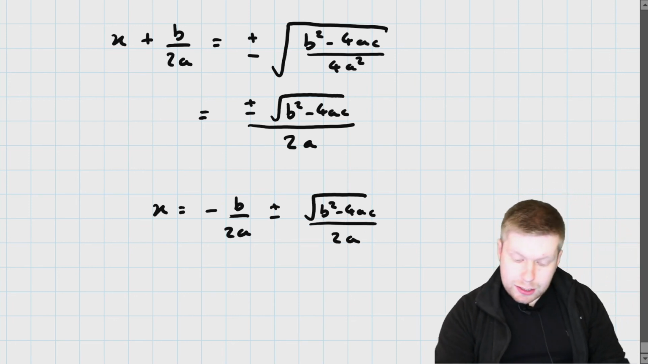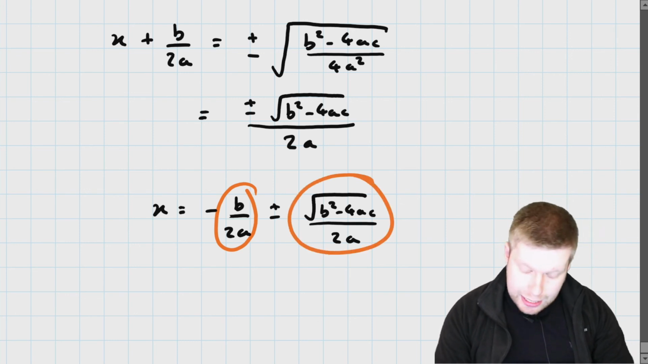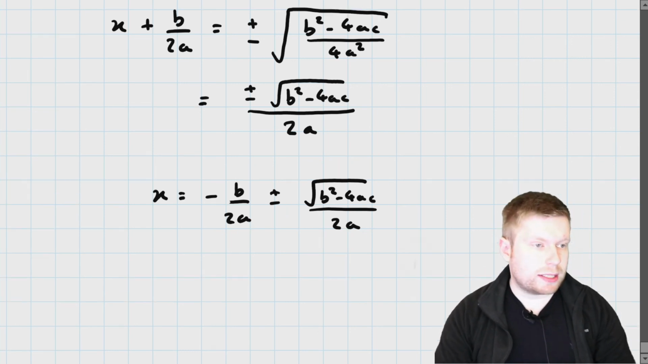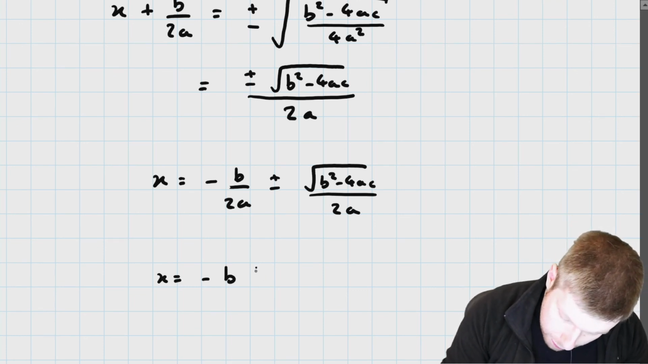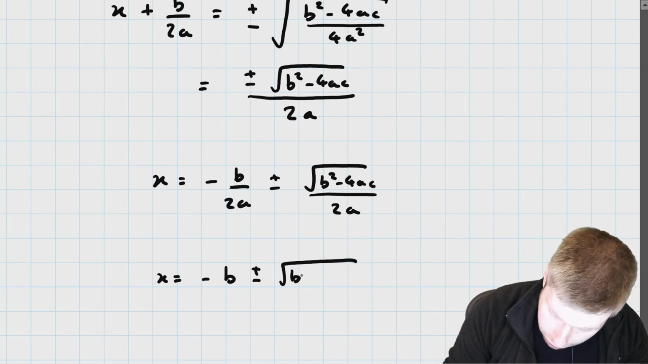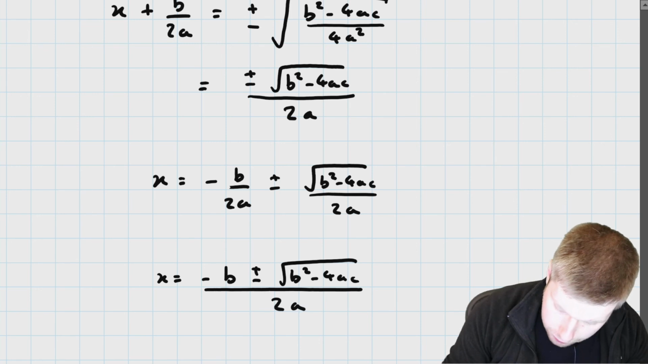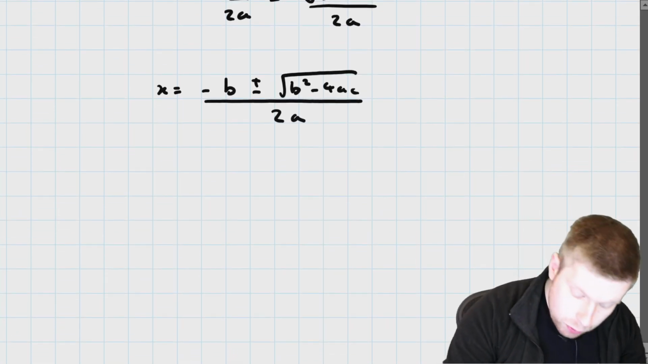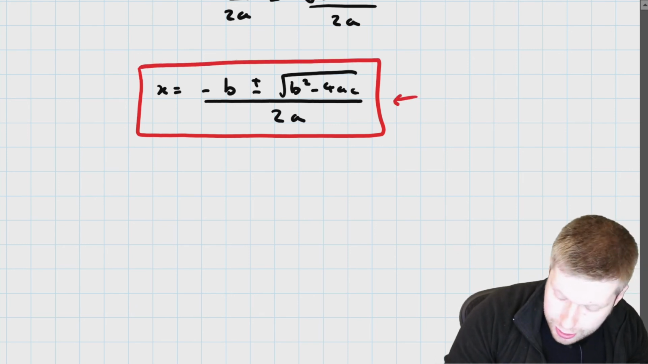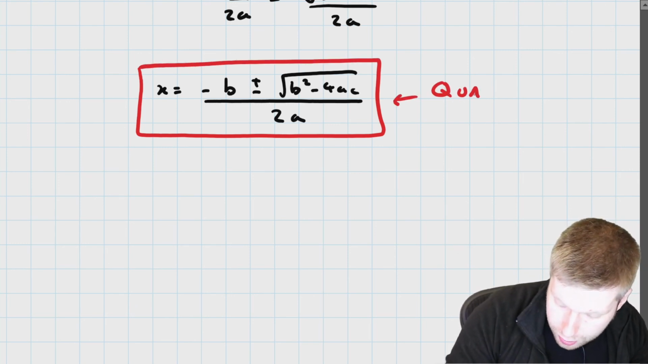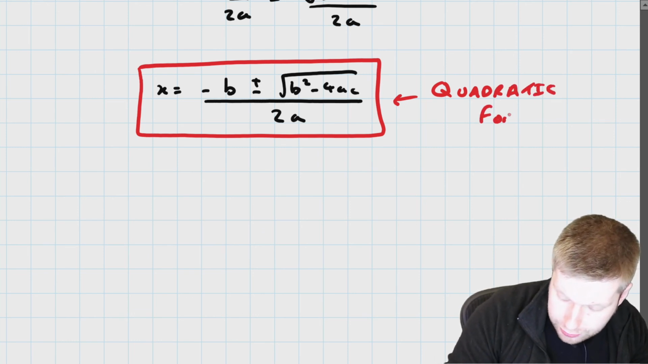And again, you notice that I can make this look a little bit neater, because you've got two fractions, they're each over 2a, so I don't even need to make the denominators the same now. So I can just simply write x equals negative b plus or minus the square root of b squared minus 4ac, all divided by 2a. And that there looks very big and complicated, but I can promise you this is incredibly useful. And in fact, it's so useful, it's a formula which we can use when we're dealing with quadratics, hence we call it the quadratic formula.